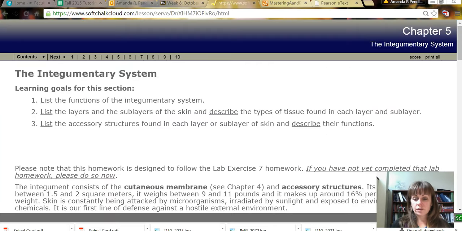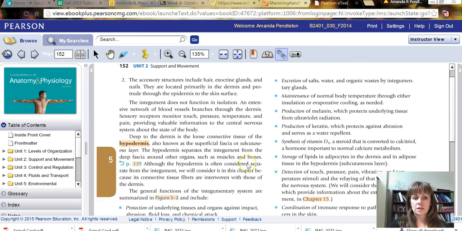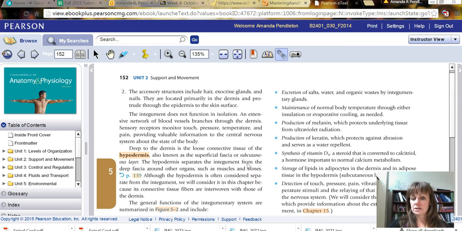Okay, so now we're moving into talking about the integumentary system. This is one of the 11 organ systems of the body. And if you remember from our overview in Chapter 1, back at the beginning of the semester, the integumentary system is going to have to do with the skin, both the skin layers and everything embedded in the skin. So the hairs, the nails, the sweat glands, the sebaceous glands, all of those sorts of things are all considered a part of this system. One of your first learning goals here is to list the functions of the integumentary system, and this is found pretty easily by going to your textbook onto page 152.